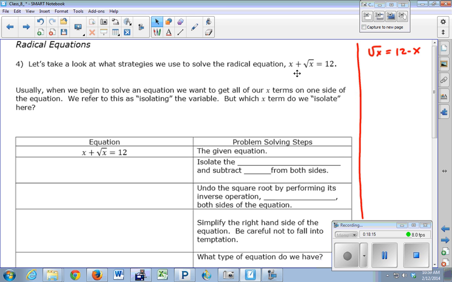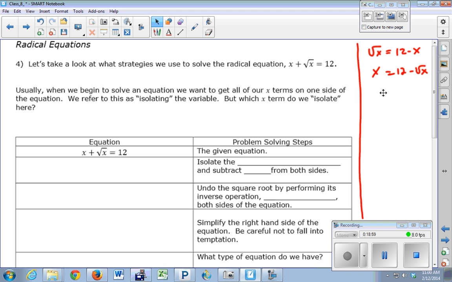Now, there's no rule saying that you have to isolate the radical here. You could isolate x. I wouldn't recommend it because it's going to be a lot harder to solve. It's not going to get you to your end goal, because remember, we don't know how to solve an equation with a radical in there. We've got to get rid of the radical. The only way to get rid of the radical is to apply the inverse operation. That's what solving equations really does. When you subtract something from both sides or divide both sides by a quantity, you're doing the inverse operation.